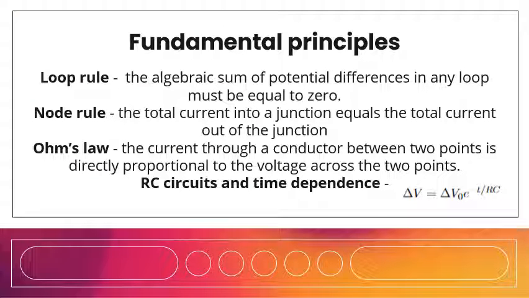The first fundamental principle is loop rule, which states that the algebraic sum of potential differences in any loop must be equal to 0. The next is node rule, which states that the total current into a junction equals the total current out of a junction. And finally, there is Ohm's law, which says that the current through a conductor between 2 points is directly proportional to the voltage across the 2 points. We'll also be using this formula which relates RC circuits and time.